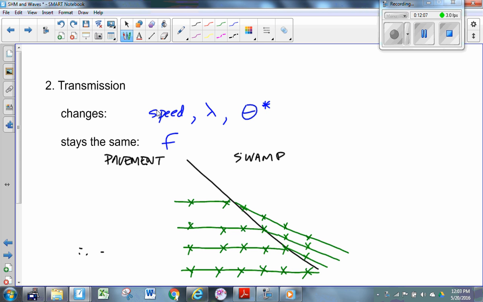First of all, fundamentally, the most important thing is when we went from one medium to another, these soldiers transmitted, right? They went from one medium into another. When they did that, their speed changed. That's the most important thing here. When you go from one medium to the other, the speed will always change. Now, there are other things that change because of the speed changing. For instance, the wavelength. Look at the wavelength here, the distance between crests. Look at the wavelength here, distance between crests. The speed has decreased dramatically in the swamp. The wavelength has also decreased dramatically in the swamp. Make sense?